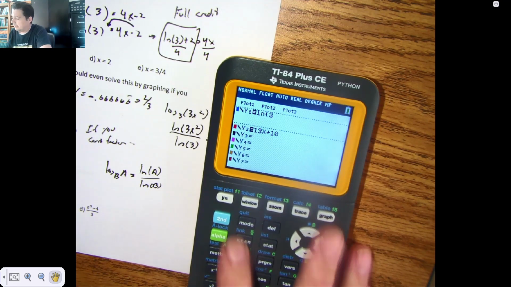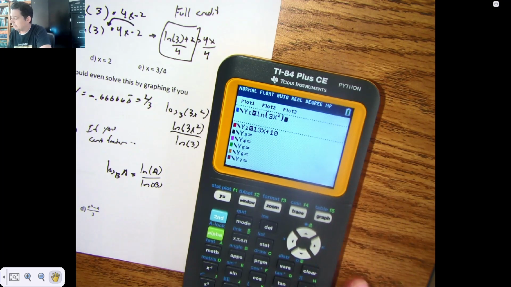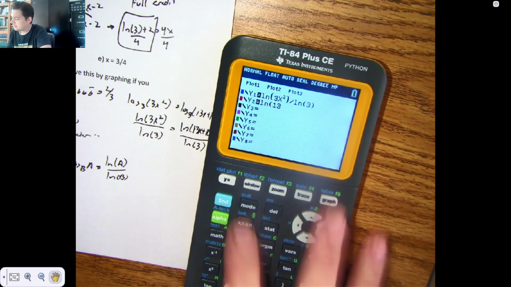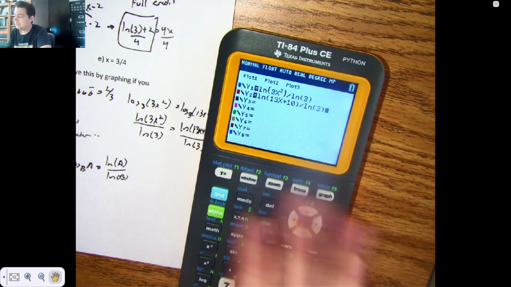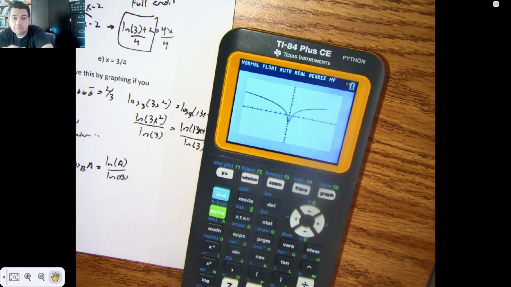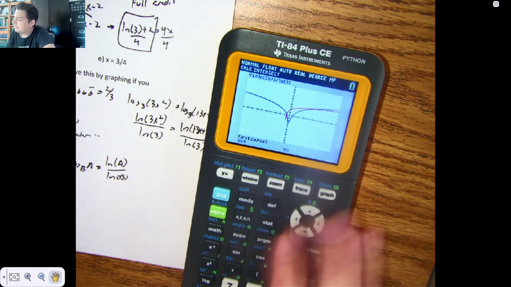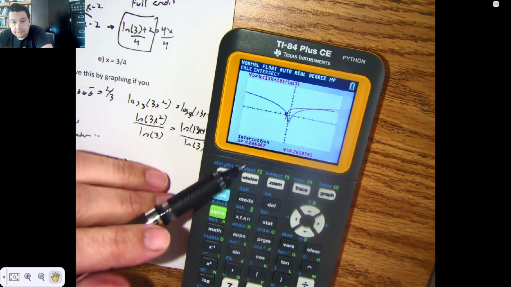So ln of 3x to the second, divided by the ln of 3. Y2 is going to be the ln of 13x plus 10, sitting over the ln of 3. And then I just do zoom 6, and both answers will be here. You won't have to play with the window. If you stick with the original equation, the window adjustments are easier. Anyway, second trace 5, get close, I'm going after the left, enter, enter, enter. There is my negative 2/3.